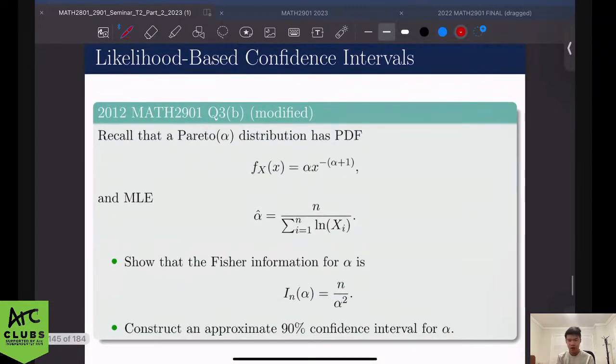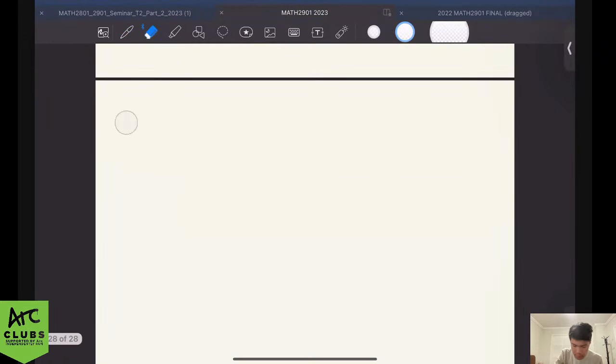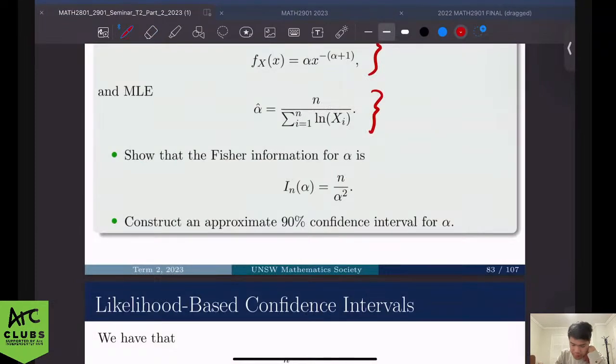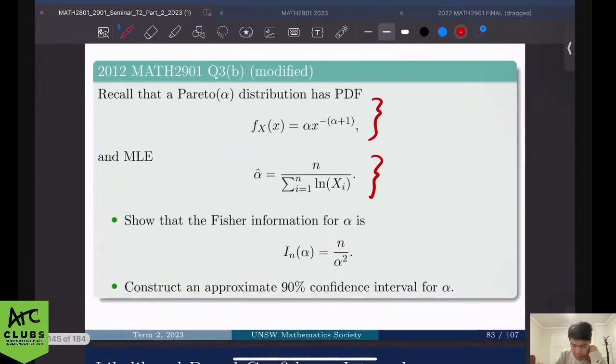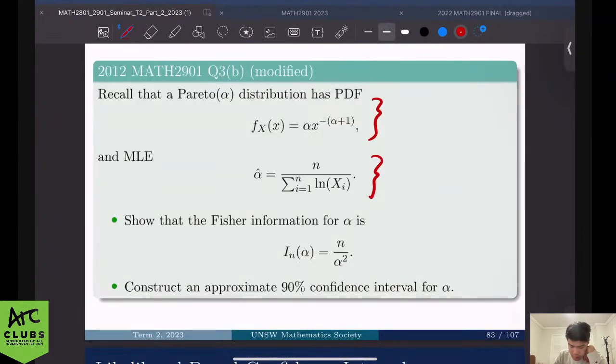Alrighty, last Fisher information question. This involves calculating the Fisher information. We've already got the MLE, we've already got the PDF. So let's do the Fisher information. The Fisher information is equal to, remember the formula? The expectation of minus the second derivative of the log likelihood. So log of this.